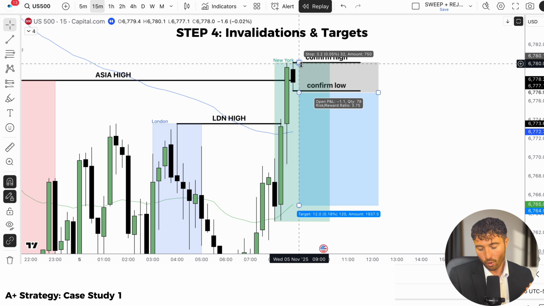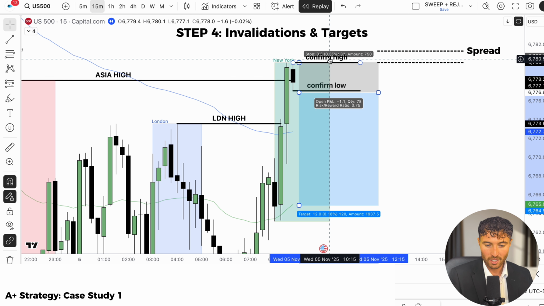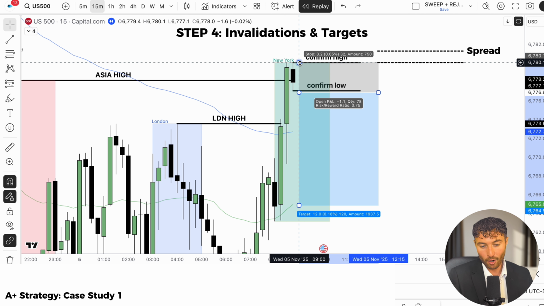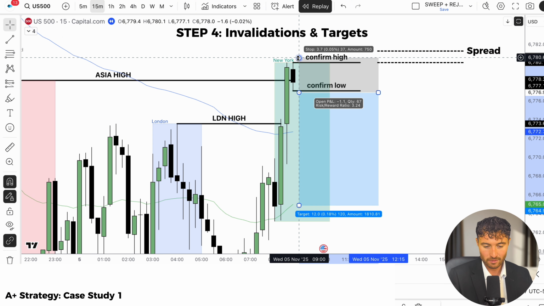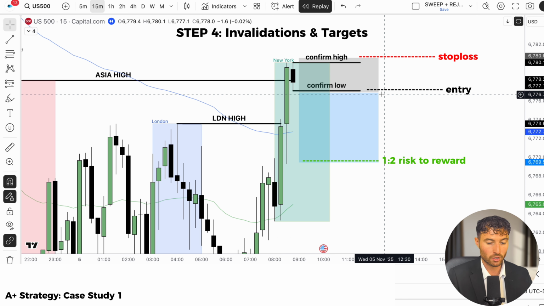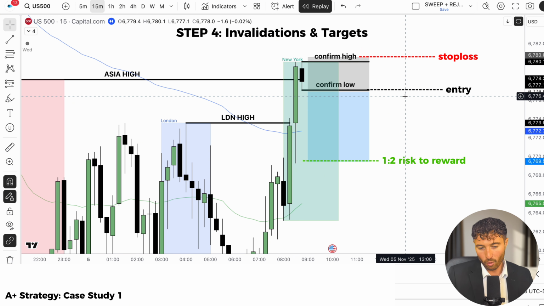So our stop loss always goes above the manipulation high, and it's really important to account for spread in the market. So if you look very, very closely here, you can see the stop is 3.2 points. So what I'm going to do is account for spread, and I'm going to make this 3.7 points. Then I'm going to be looking at targeting a mechanical 1 to 2 risk to reward. So it's very important that on every single trade you target a repeatable risk to reward. This is to ensure that your backtesting data is very reliable.